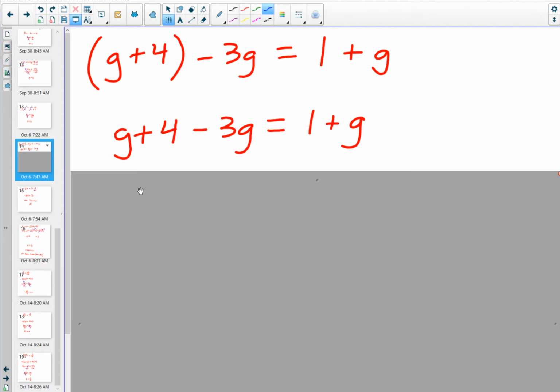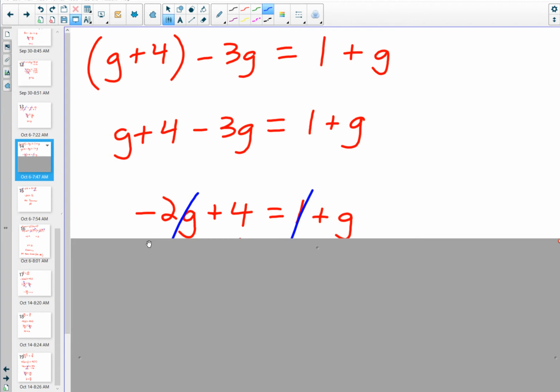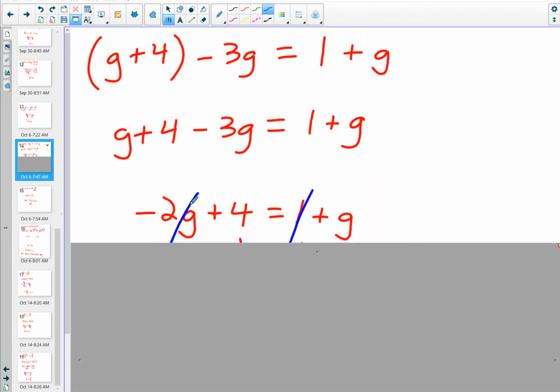Tad, what do you want to do next? Combine what? Which ones? G minus 3G. What is G minus 3G? That's negative 2G. So I have a negative 2G plus a 4.